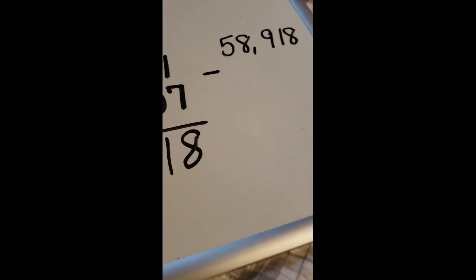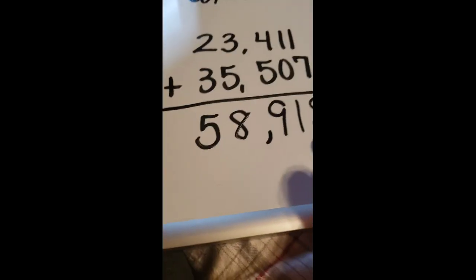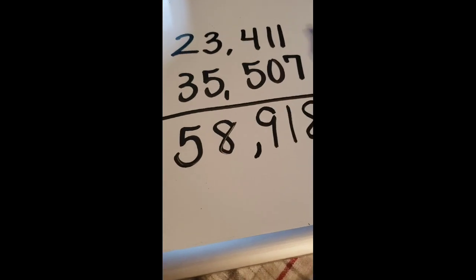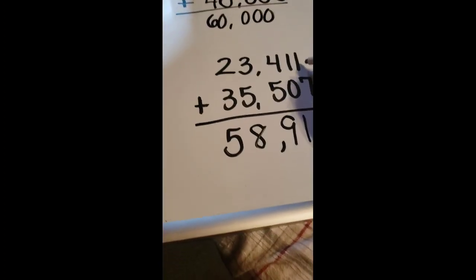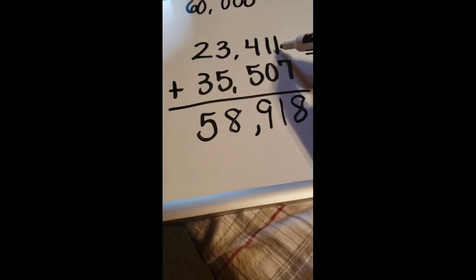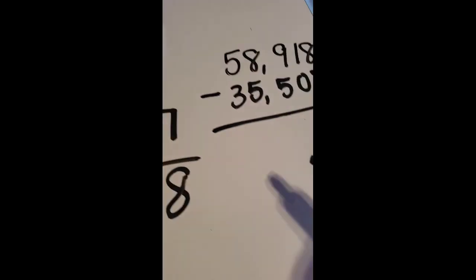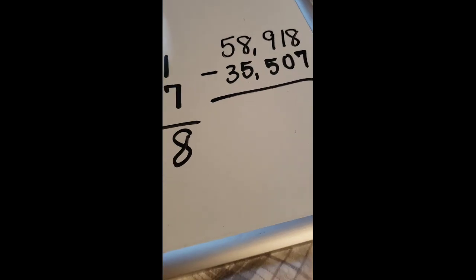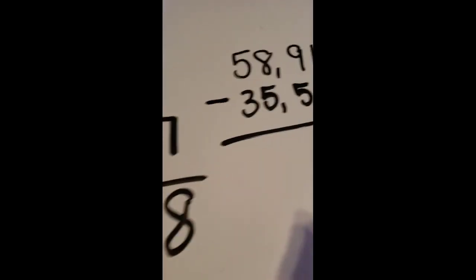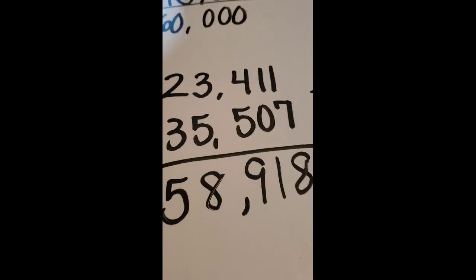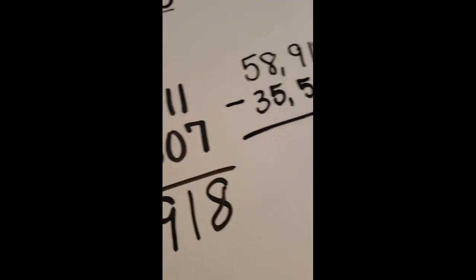So to check your answer another way, you're going to take that sum that you got and subtract one of these numbers. So I'm going to subtract 35,507. And my answer should be this number, 23,411. If I did my adding right, then when I use the inverse operation to check my answer, my answer here should be this number that I started with, 23,411. So let's subtract and see if we are correct.